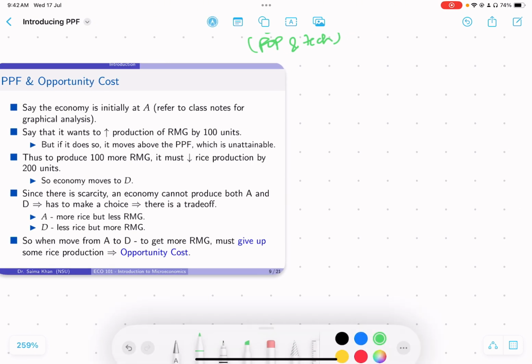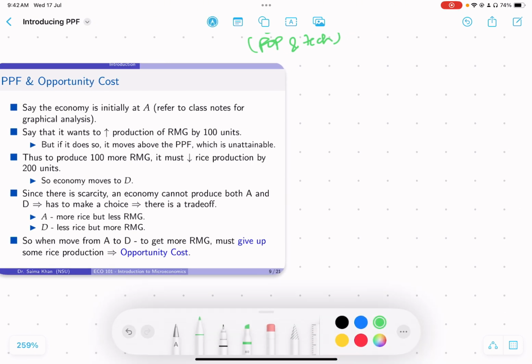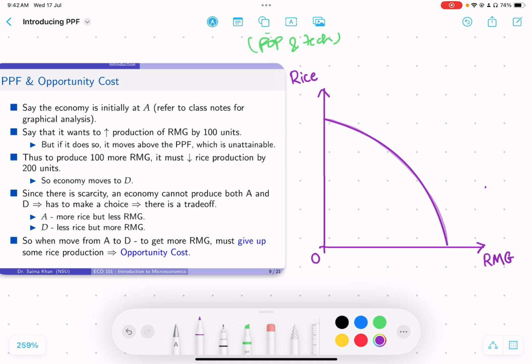And the best way always to deal with a lot of concepts in economics is just to draw them. Let's just draw this PPF for ourselves. So in the example we were using, the economy, let's say, produces only two goods, rice, so agriculture good, and then RMG, which is manufacturing good. Okay. Now, this is what this PPF looks like. So let's pick a point, A. Okay. And then let's pick another point, D.